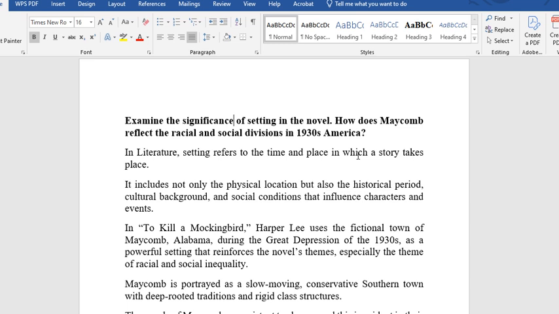In literature, setting refers to the time and place in which a story takes place. It includes not only the physical location, but also the historical period, cultural background, and social conditions that influence characters and events. In To Kill a Mockingbird, Harper Lee uses the fictional town of Maycomb, Alabama, during the Great Depression of the 1930s as a powerful setting that reinforces the novel's themes, especially the theme of racial and social inequality.